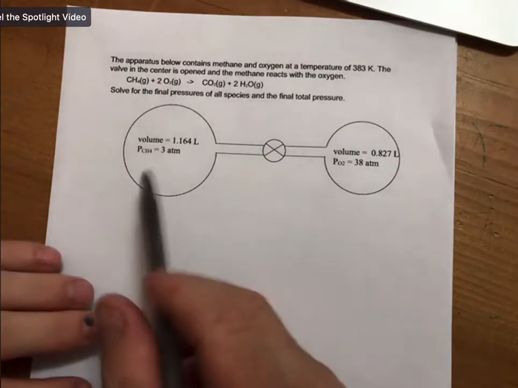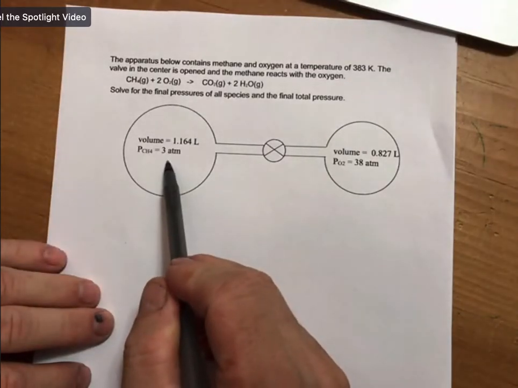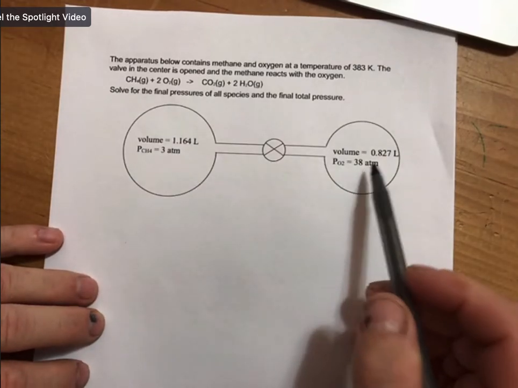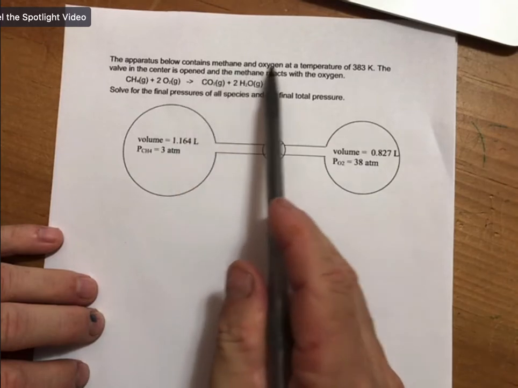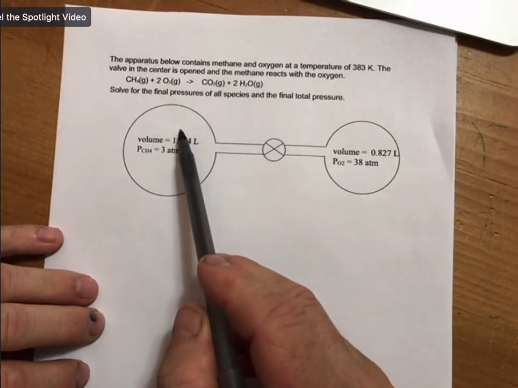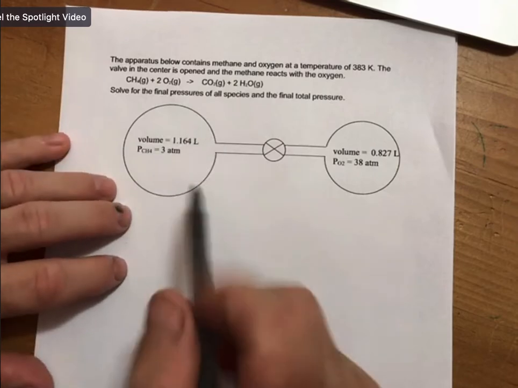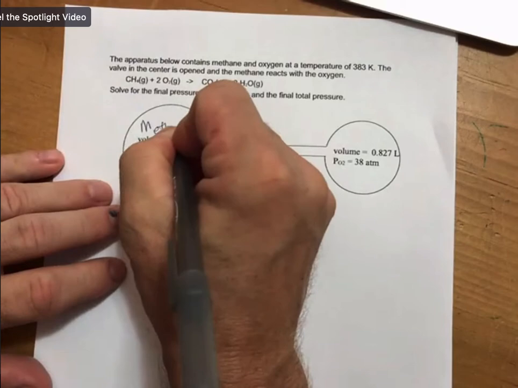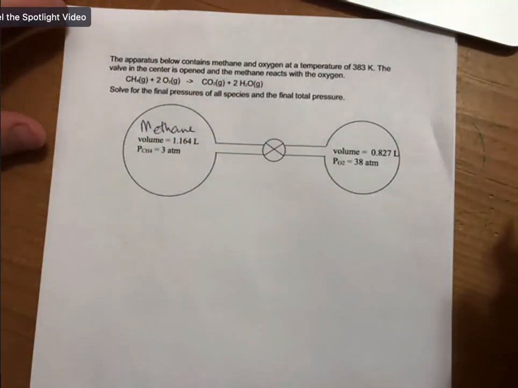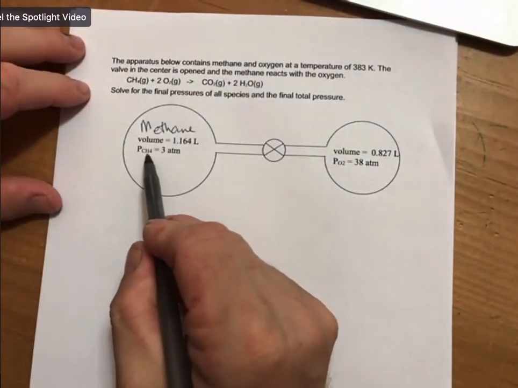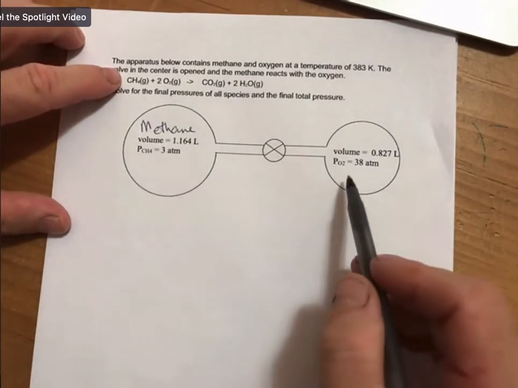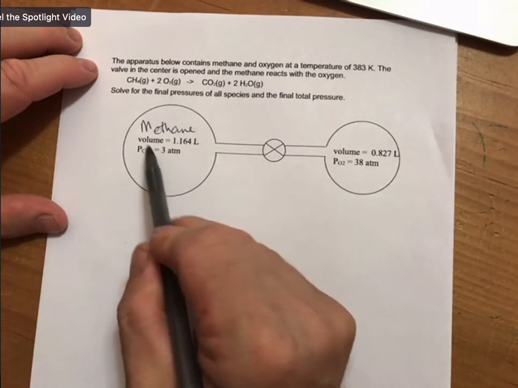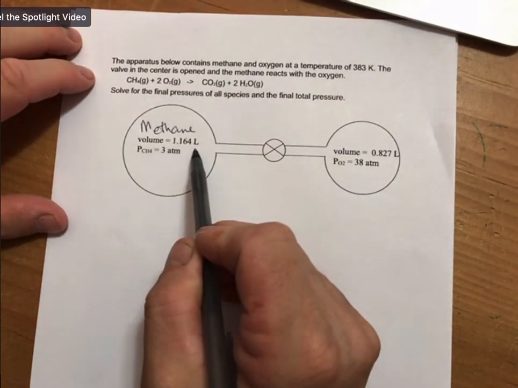Problem, meaning I have one gas in one of the bulbs and a second gas in another bulb. I will say this, what's missing is that this is the methane. Oh yeah, it says partial pressure methane. Good. I was going to say, you can't do this problem if you don't know which gas is which, but it says partial pressure of CH4, which is methane, is in one of these bulbs with a pressure of 3 atmospheres and a volume of 1.164 liters.